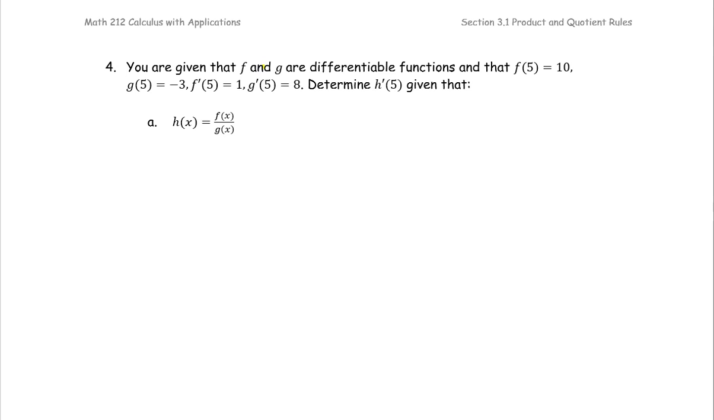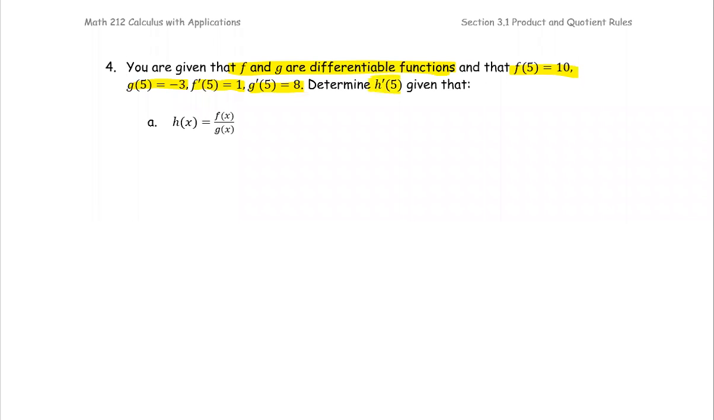F and G are differentiable. That means you can find F prime and G prime, or it's understood to have F prime and G prime available. At x equals 5, F at 5 is 10, G at 5 is -3, F prime at 5 is 1, and G prime at 5 is 8. And you are going to find H prime at 5.